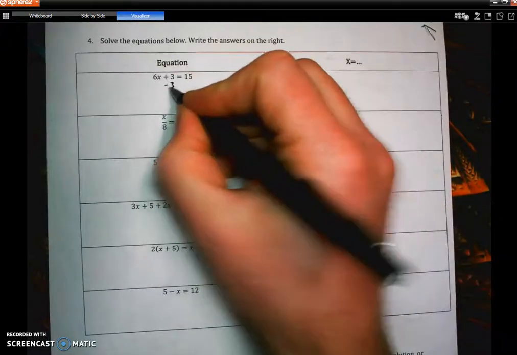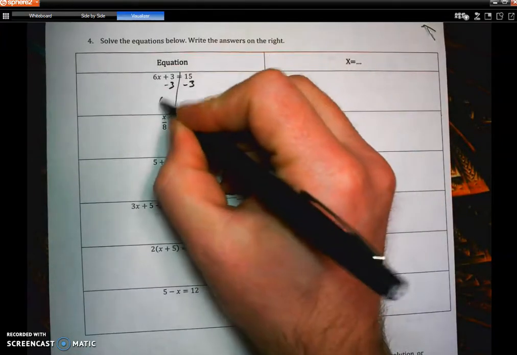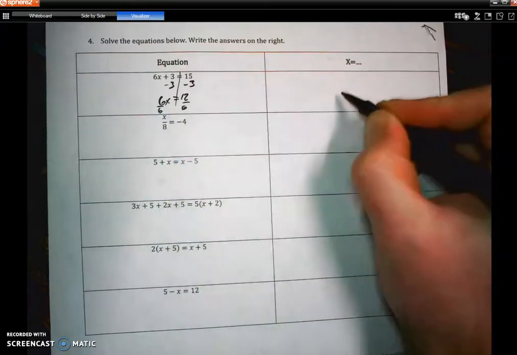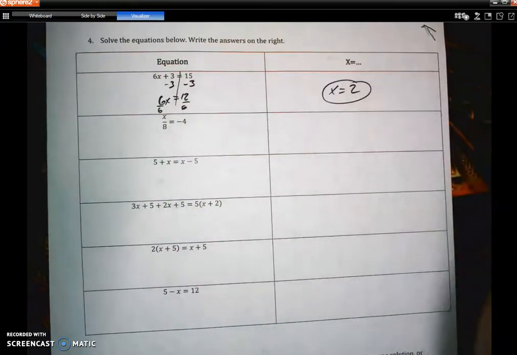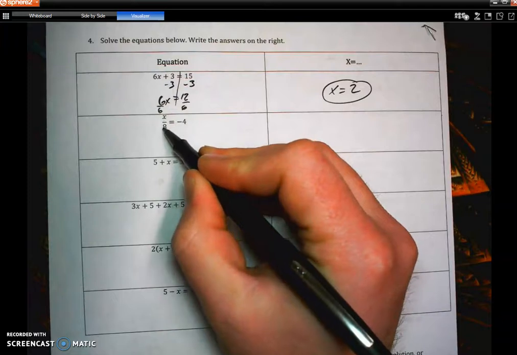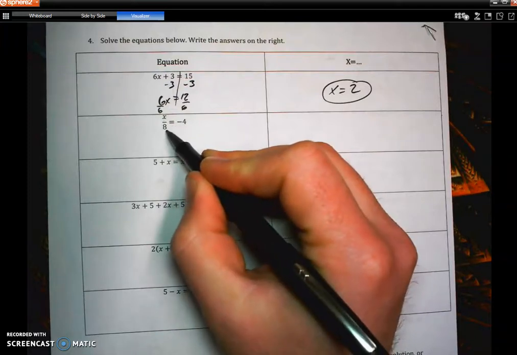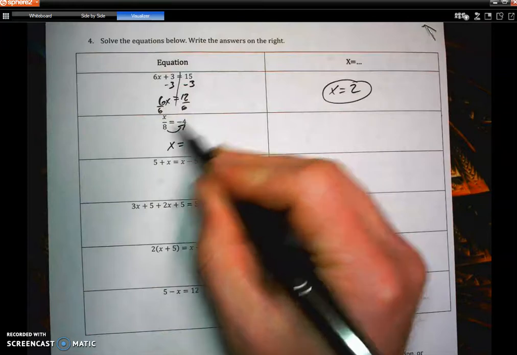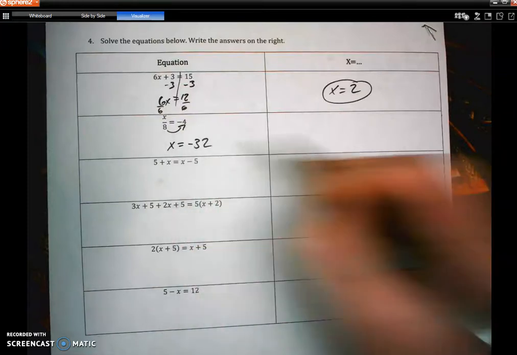So subtract 3 from both sides. We get 6x equals 12. Divide by 6, x equals 2 is the answer. X divided by 8 equals negative 4. The opposite of dividing by 8 is timesing by 8, so x is going to be equal to negative 4 times 8, which is negative 32.